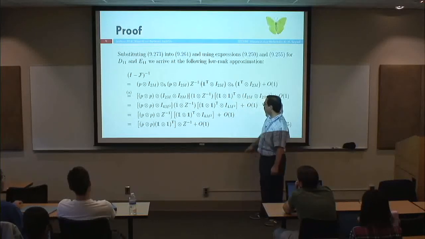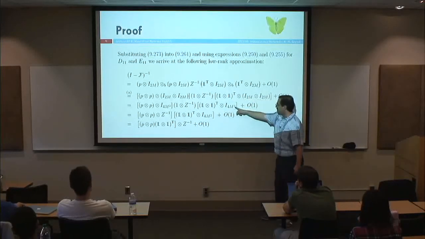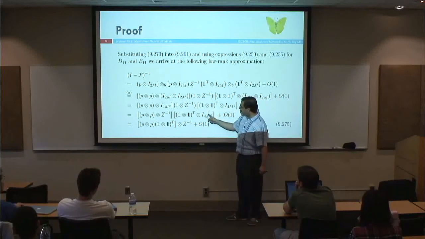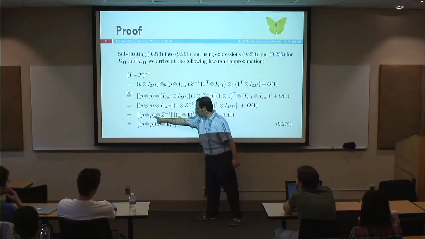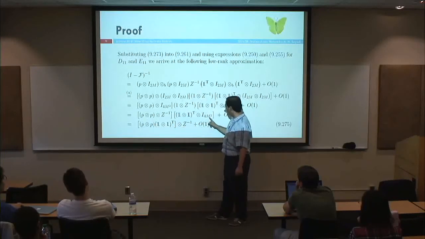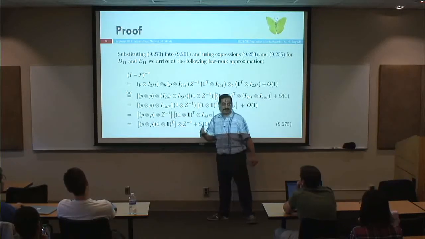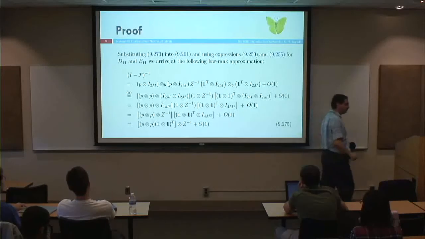1 Kronecker I, this is this I. And then again, you can group them together. You see here, 1 Kronecker 1 with P Kronecker P, you get that. I Kronecker Z, you get that. So you get what I showed you before, okay?